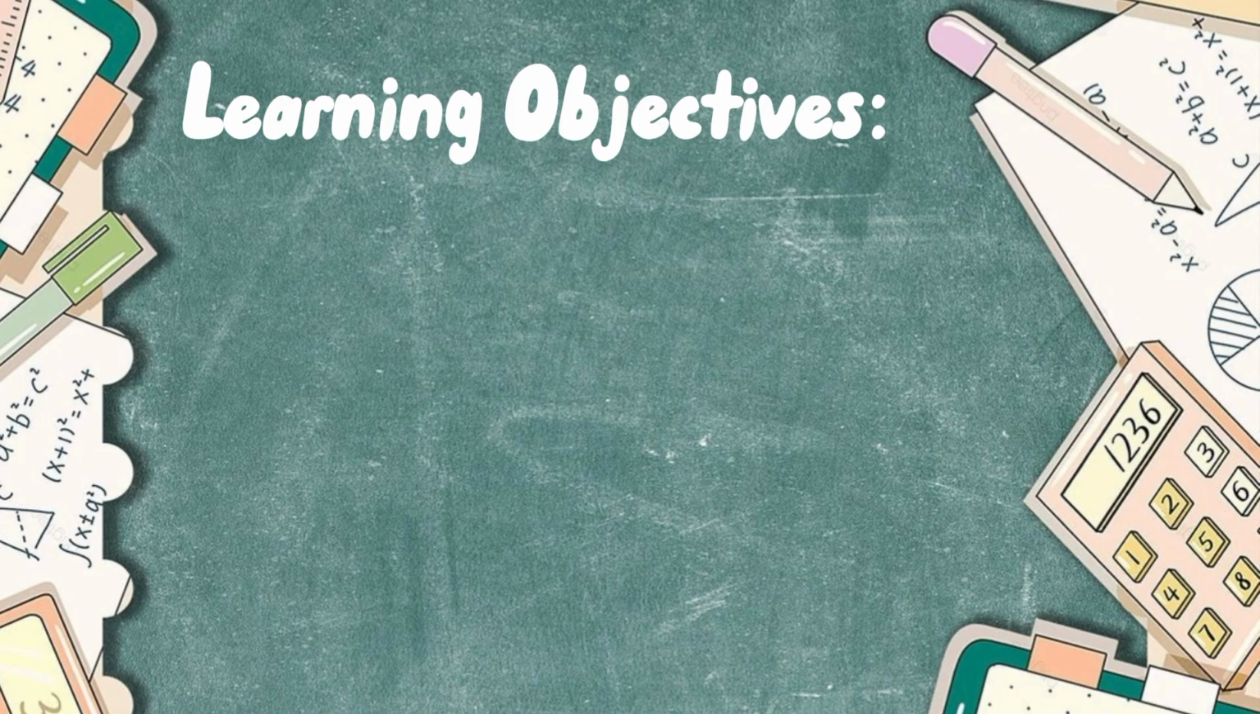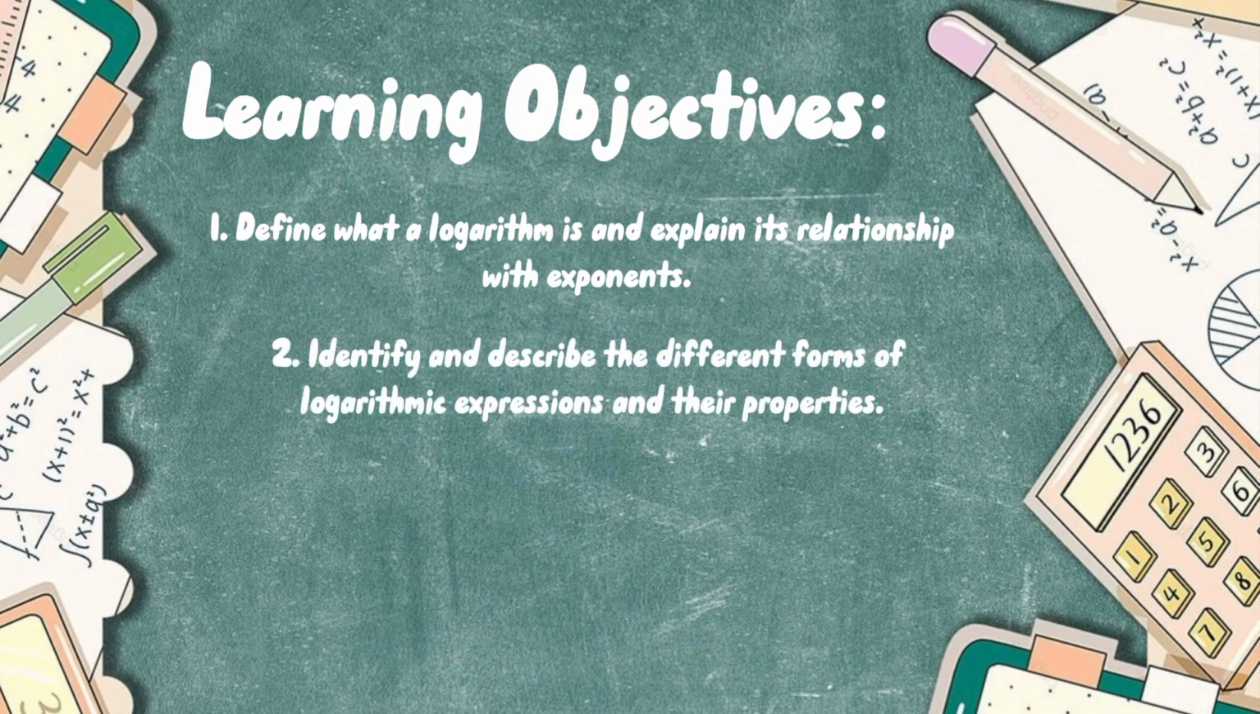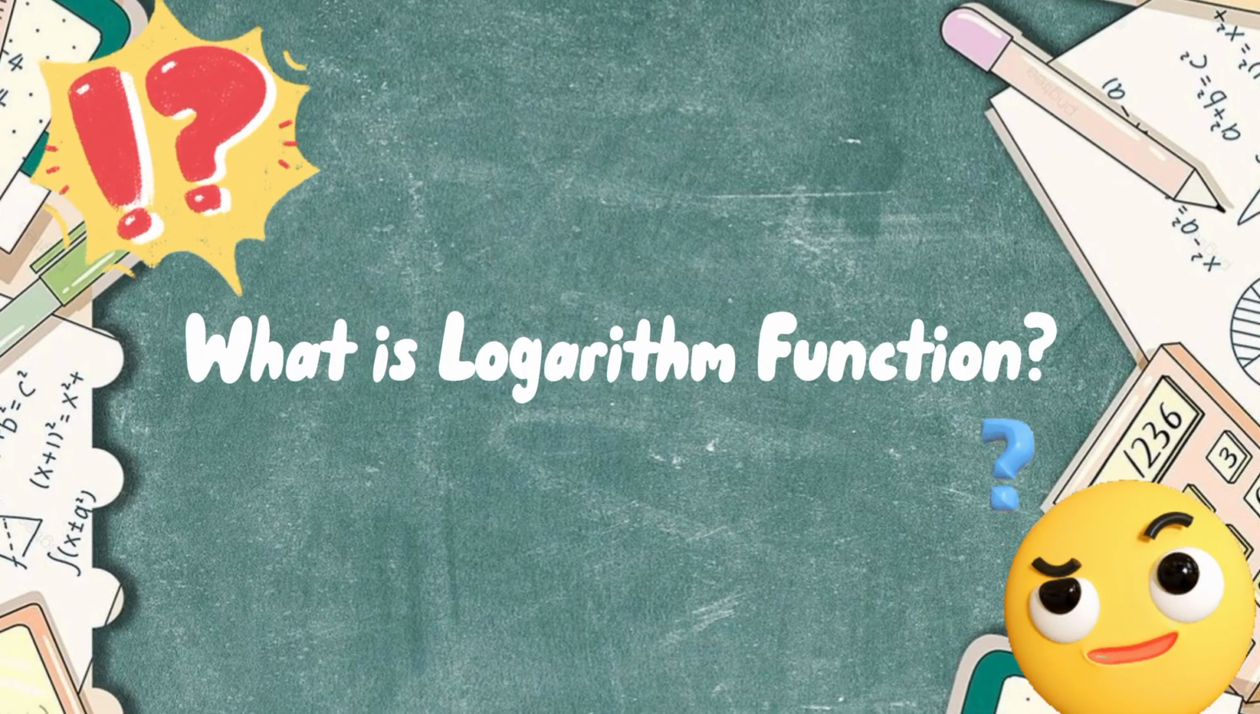Here are our learning objectives for today's topic. First, to define what a logarithm is and explain its relationship with exponents. Second, to identify and describe the different forms of logarithmic expression and their properties. And third, to apply the laws of logarithms to solve and convert between exponential and logarithmic form. By the end of this lesson, we should have a better understanding of how logarithms work and how to use them in solving problems. What is a logarithmic function?